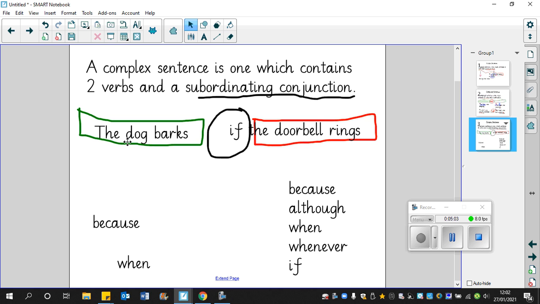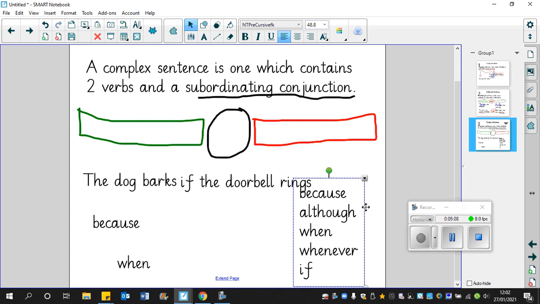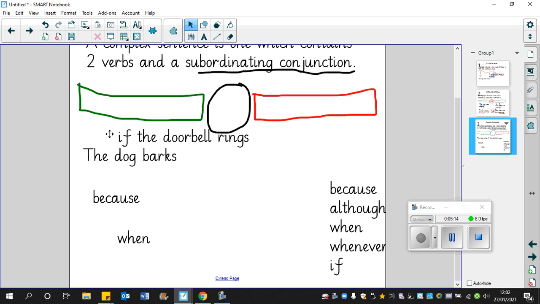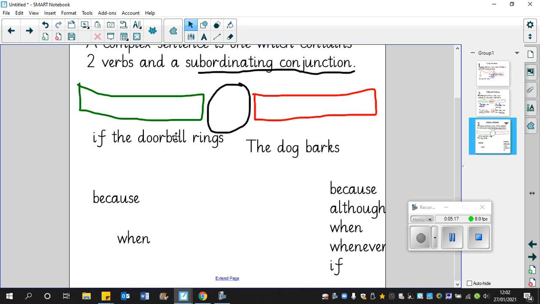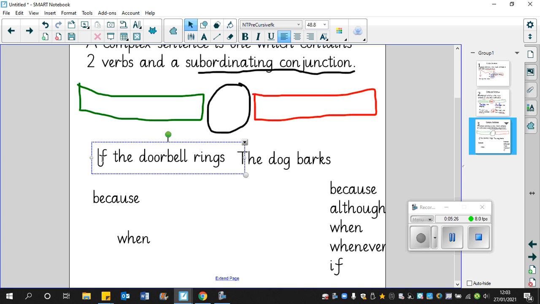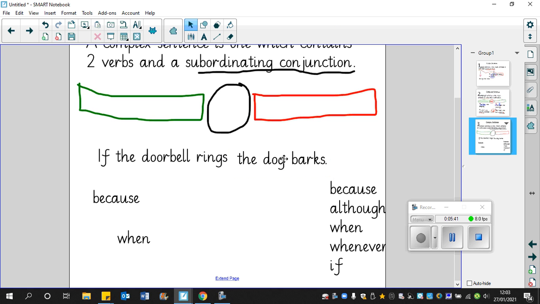So what we've got is the dog barks if the doorbell rings. With complex sentences, you can move them around though. So we can have this way round as well. So if the doorbell rings, the dog barks. Now, if we do this, we've got a few things to do. First of all, if is now the beginning of the sentence. If the doorbell rings. Second thing, we don't need a capital letter there, so that's lowercase. Third thing is we need a full stop rather. So if the doorbell rings, the dog barks.